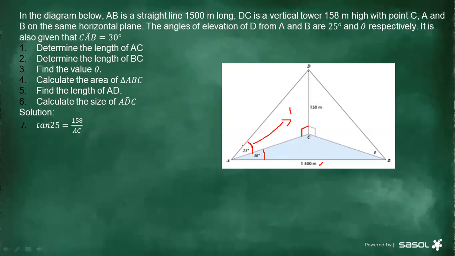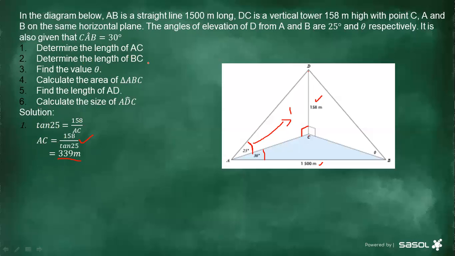So it's tan theta, because tan theta equals opposite, which is 158, divided by adjacent, which is AC that we're looking for. Hence AC is the denominator, and after you cross multiply, you divide by tan 25. This is what you're going to have. Then you press your calculator, and you get 339 meters. So that is the length of AC.